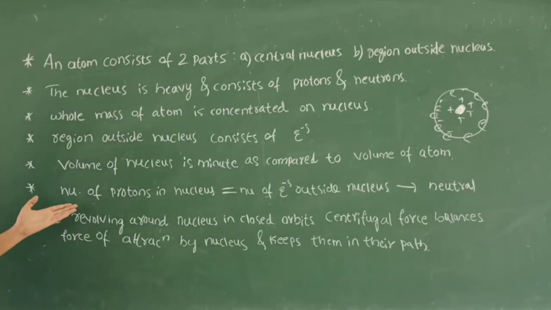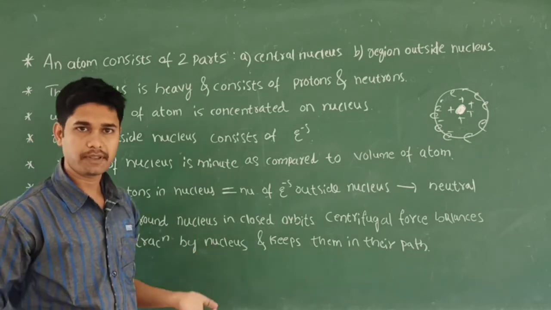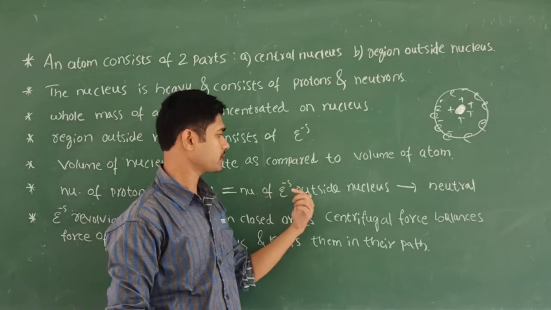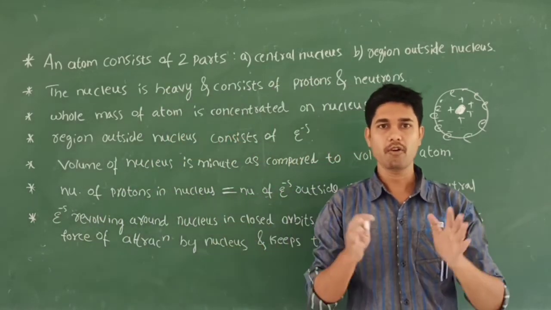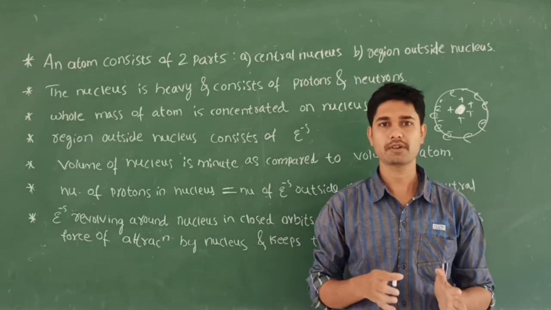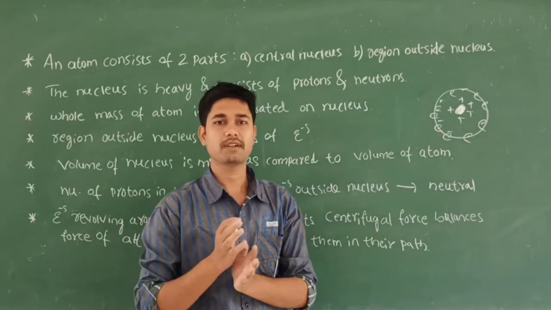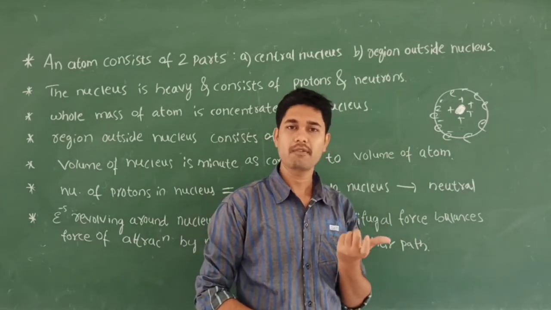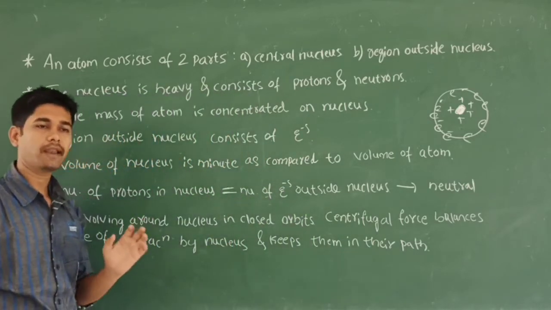The next point is the number of protons in the nucleus. You know that protons will be there in the nucleus. The number of protons in the nucleus is equal to the number of electrons outside the nucleus. So the total number of protons and the total number of electrons are counted together, and the number of protons equals the number of electrons. Only then do we call the atom electrically neutral, when it contains an equal number of protons and electrons.